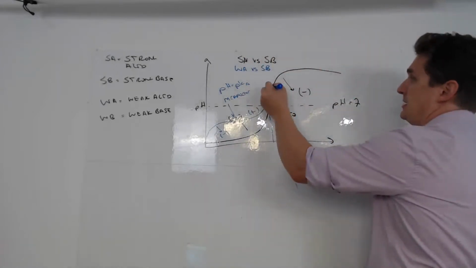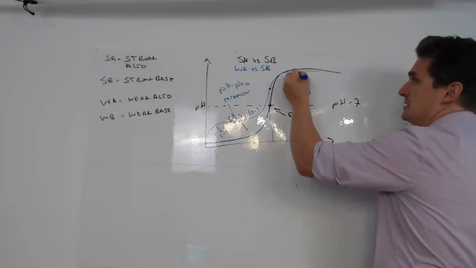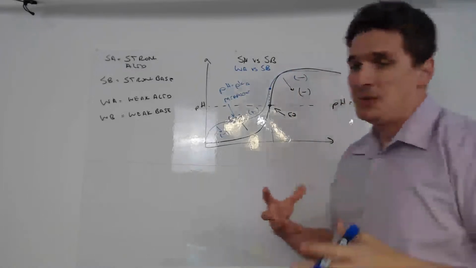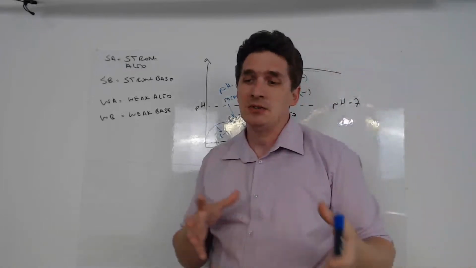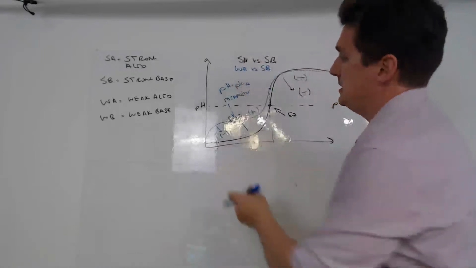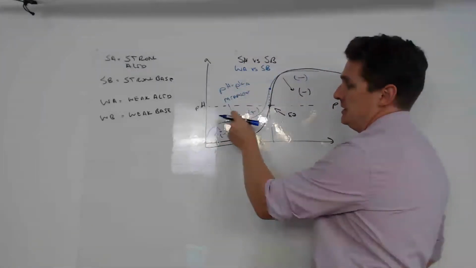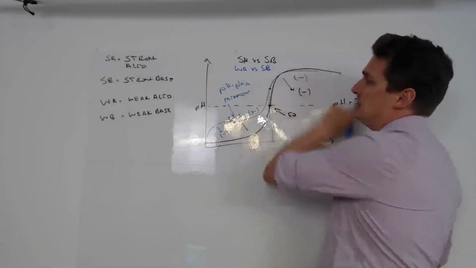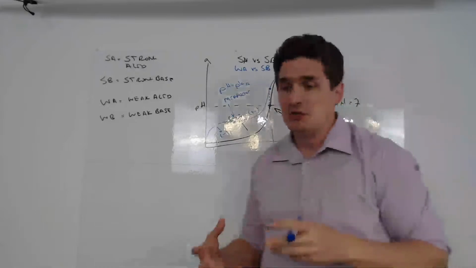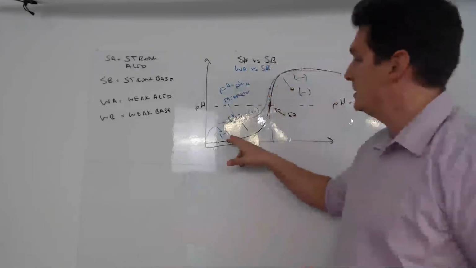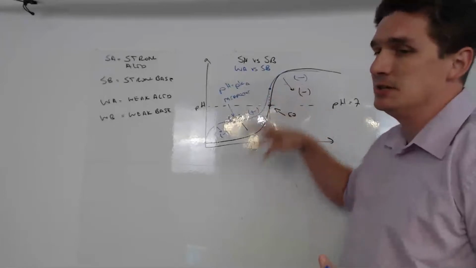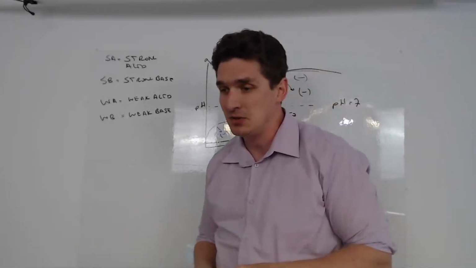Now, in the strong base region, we still see this negative curvature. But the big tip off that you've got a weak acid versus a strong base is that you actually see, starting out with a negative curvature, it flips to a positive curvature, and then you end up with negative curvature. Versus a strong acid, where it'll always be a positive curvature until you hit the equivalence point, at which point it'll flip to negative curvature.